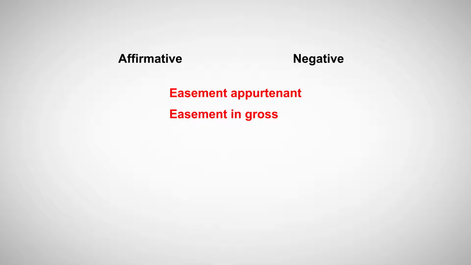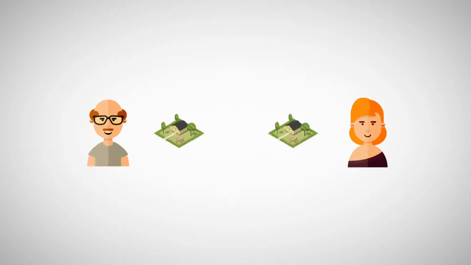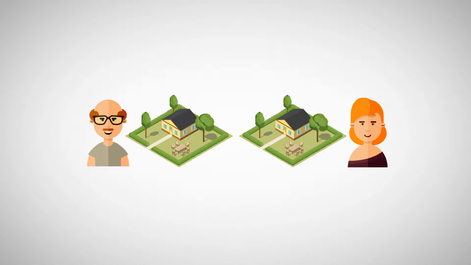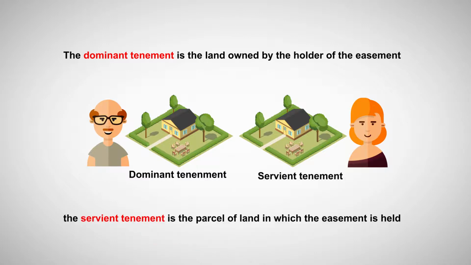Both affirmative and negative easements can further be divided into two categories. The first category is an easement appurtenant. This easement is held by a person who can make physical use of and enjoy another's parcel of land. For an easement appurtenant to exist, two different parties must own two different parcels of land. The dominant tenement is the land owned by the holder of the easement, and the servient tenement is the parcel of land in which the easement is held.